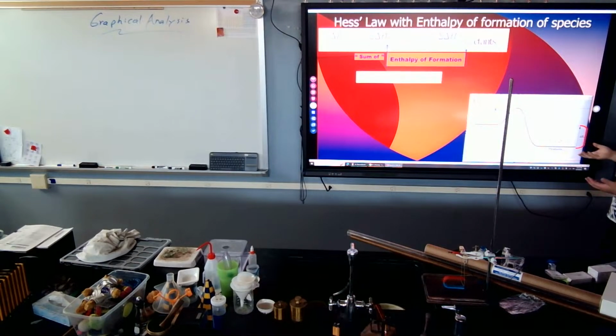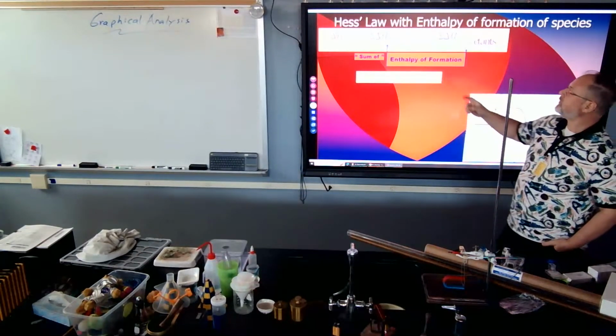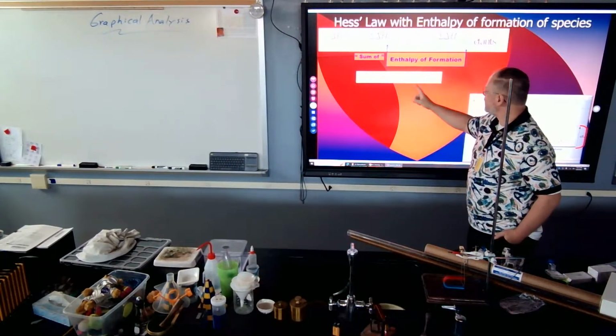Now that's great. And if we're told what the total energy of each side is, it's simple subtraction. However, there's another way we can determine the enthalpy of reaction, and that is looking up the enthalpy values of each individual species.